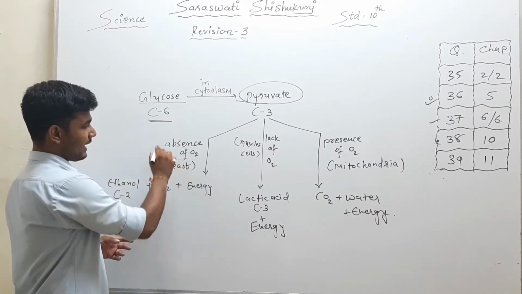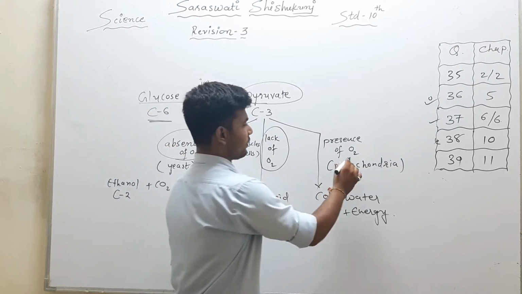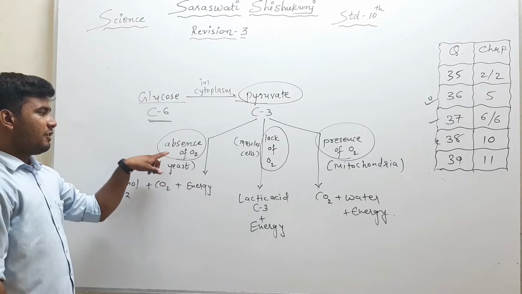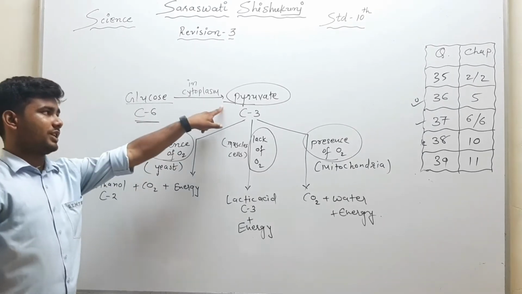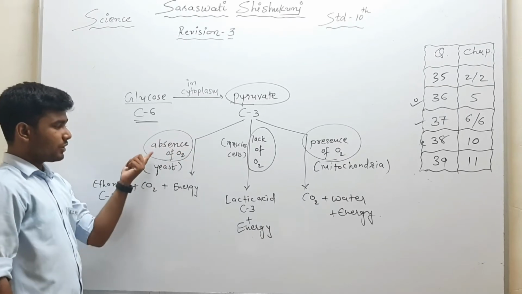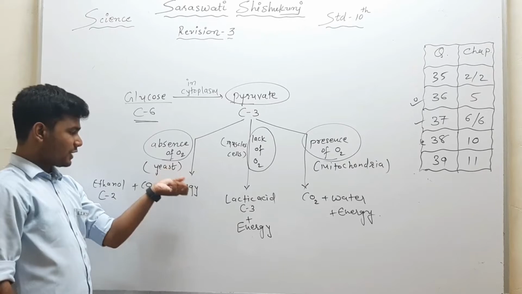First is in absence of oxygen, second is the lack of oxygen, meaning less amount of oxygen, and third is in presence of oxygen. So let's start. If there is absence of oxygen and this pyruvate is going to get broken down, decomposed, it will be done in the medium of yeast. So that is our plant medium, as we know.